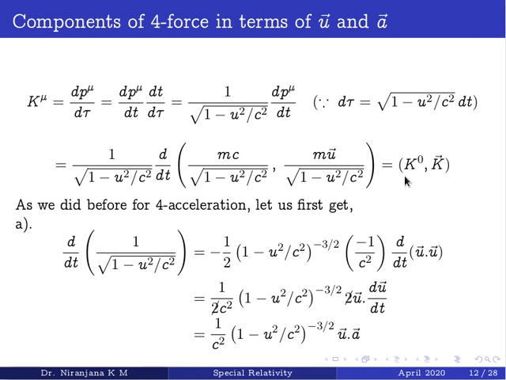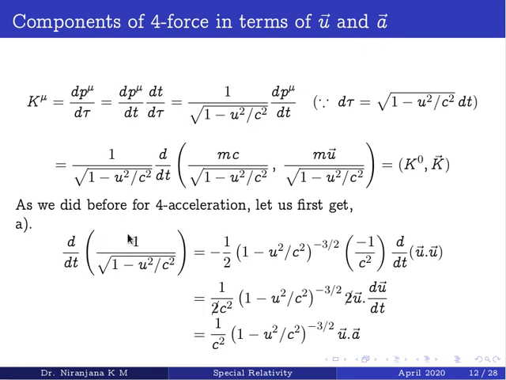And let us, for nomenclature, call the spatial part as the 3 vector k and the temporal part as k0. And as we did before for 4 acceleration, let us first get the differentials of this temporal component and the spatial component, and then we will substitute back here to get the components of 4 force in terms of the ordinary velocity u and ordinary acceleration a.